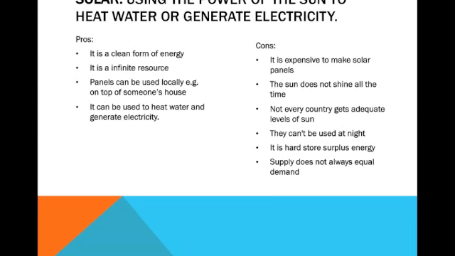The panels can be used locally, for instance, on top of someone's house. And it can be used to heat water and generate electricity. What are some disadvantages? Well, it's very expensive to make solar panels. And the sun doesn't always shine, and not every country gets enough sunshine. And the solar panels also can't be used at night, so we won't have electricity at night. And it's hard to store extra energy because it doesn't really have a storage place. And the supply doesn't always equal the demand, so perhaps there's not enough sun for how much people want it.